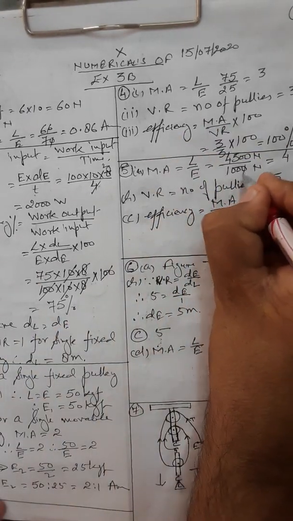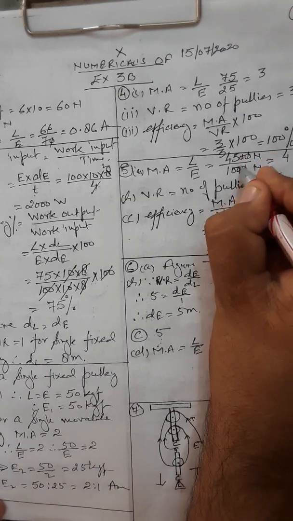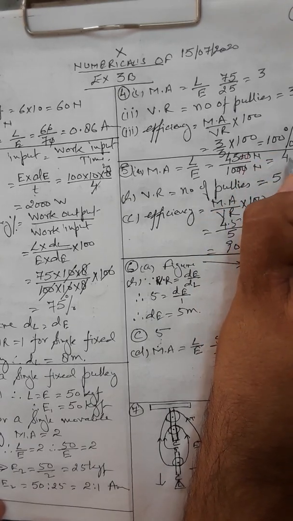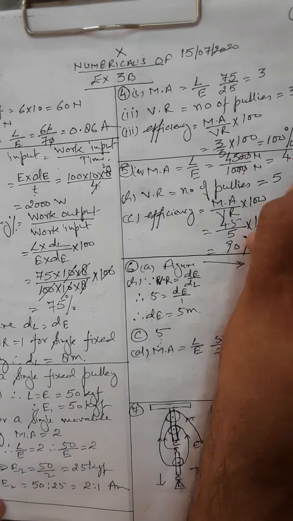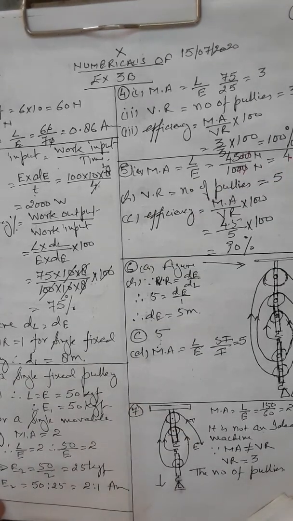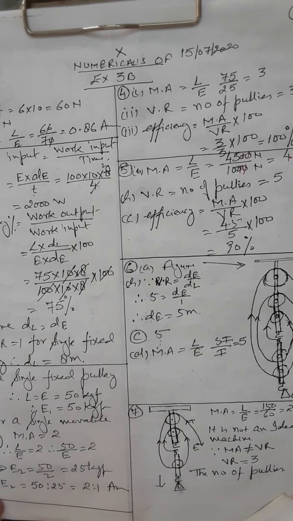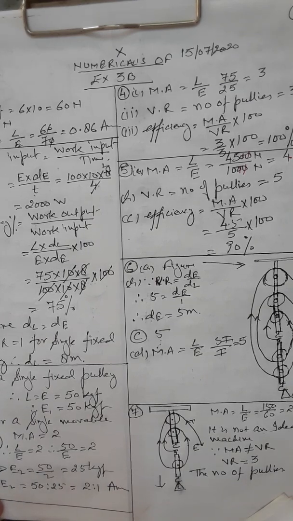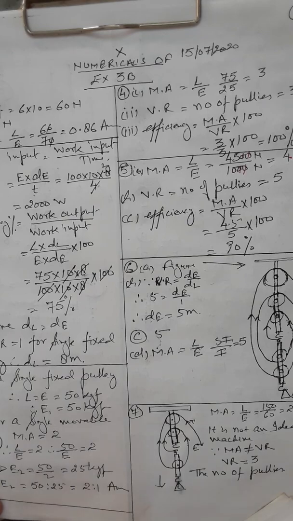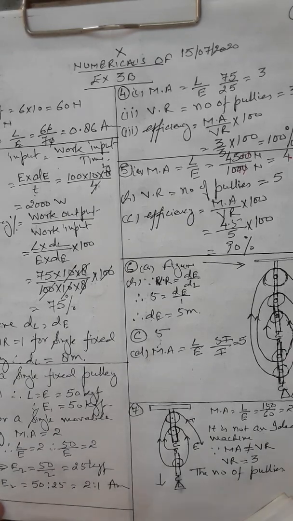On cancelling, 0 to 0, 0 to 0, and 45 by 10 makes 4.5. Mechanical advantage 4.5 it is. So velocity ratio is equal to 5, efficiency is MA upon VR into 100, it is 90% efficient. Question number 6.